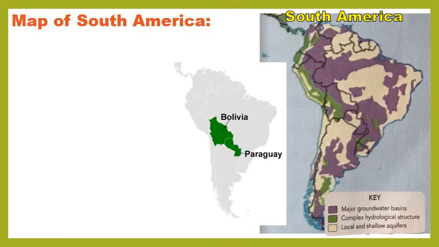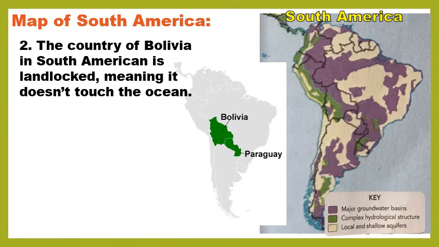Okay, moving on to question 2. If you remember question 2, the country of Bolivia in South America is landlocked, meaning it doesn't touch the ocean. All right, so here is the continent of South America. I zoomed in on our map, and we are talking about the country of Bolivia. So I have a picture there, and I also have it circled in yellow, so you can tell exactly which country we are looking at. So Bolivia is in the yellow circle.